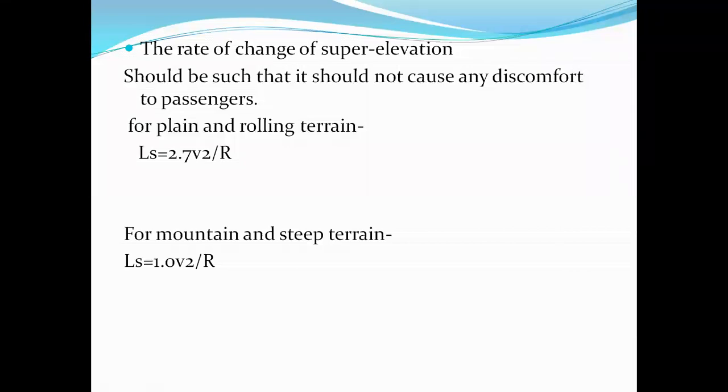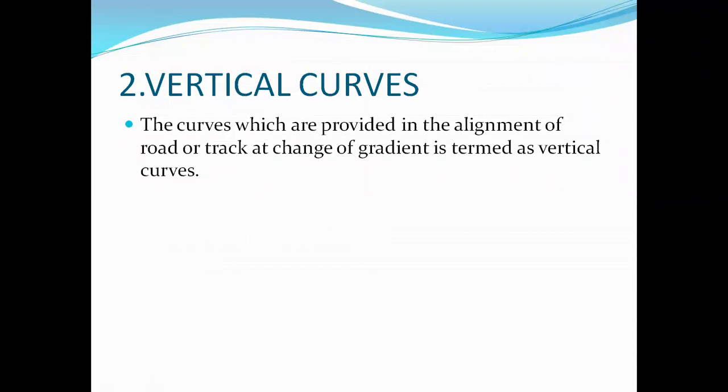Then after the four types of horizontal curves, the second main type of curve is the vertical curve. Now see what a vertical curve is. The curve which is provided in the alignment of the road or track at a change of gradient is termed a vertical curve, or the curve which is provided in the alignment of the road while the gradient is changed is termed a vertical curve.